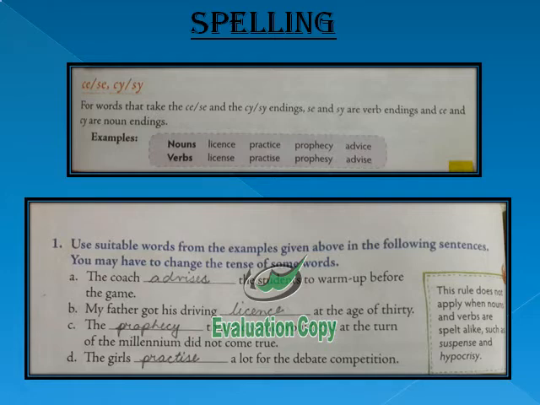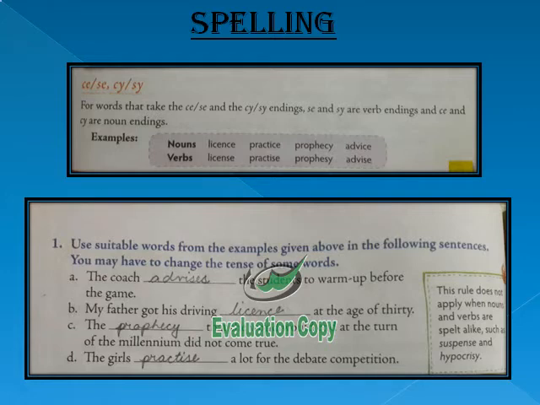Now children, with the change in spelling, there is a lot of difference in words, okay. For words that take CE and SE, the CY or SY endings, SE and SY are verb endings and CE and CY are noun endings. Now you must be thinking, oh God, this is telling so many confusing things. Very simple. You just look at these words. There is written license and license, practice and practice.